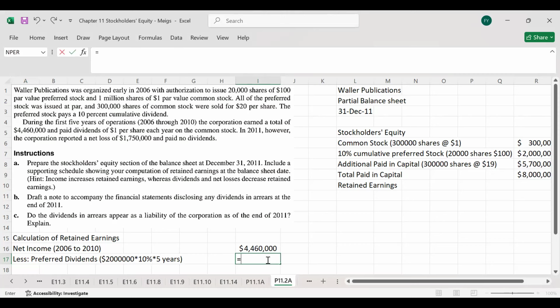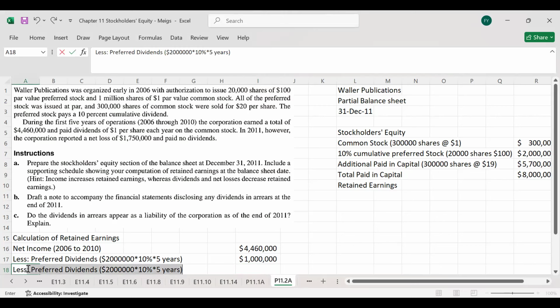So here we are going to calculate it: 2 million multiply by 10% multiply by 5 years. So this is the dividend on preferred stock, and then we also deduct the common dividend, which is again, we have 300,000 shares that were issued. The amount of dividend is, the company announced $1 per share each year.